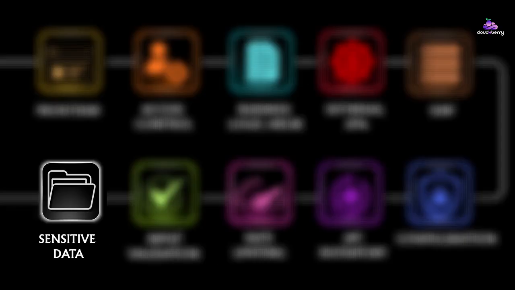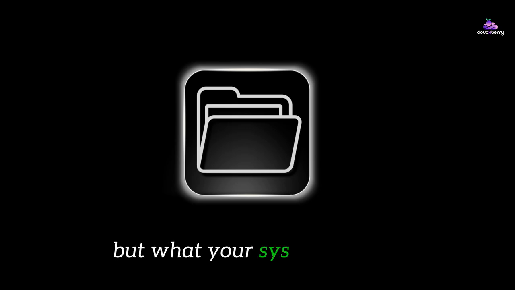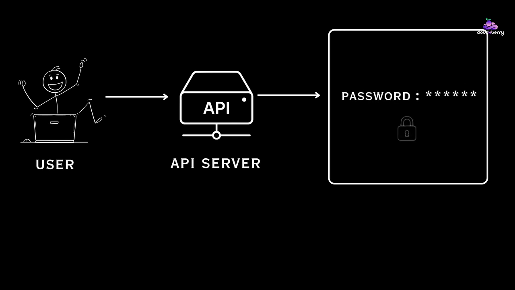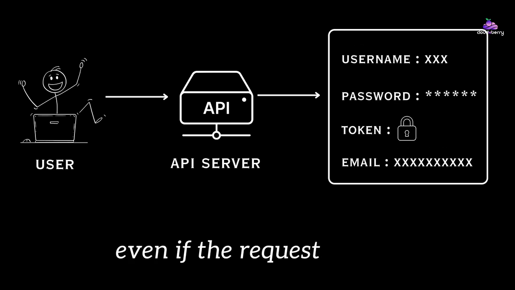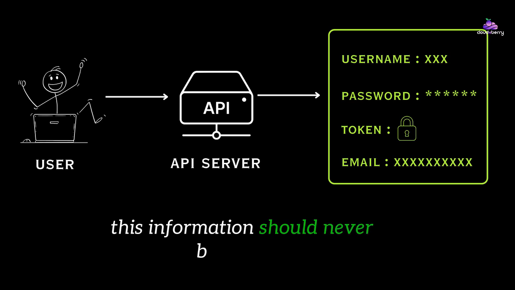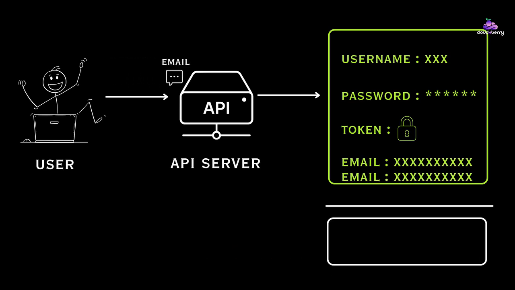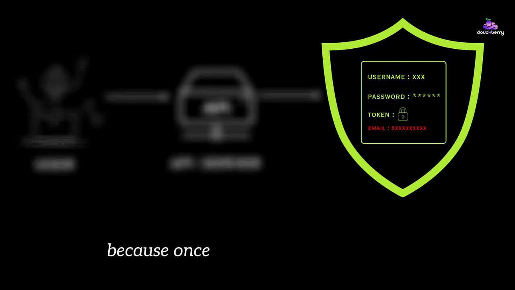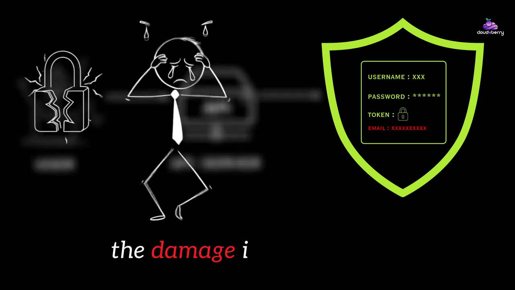The last one is exposing sensitive data. Sometimes the issue is not access, but what your system returns. For example, API responses containing passwords, tokens, personal data. Even if the request is valid, this information should never be exposed. Always return only the data that is necessary and protect sensitive information properly, because once sensitive data is exposed, the damage is already done.